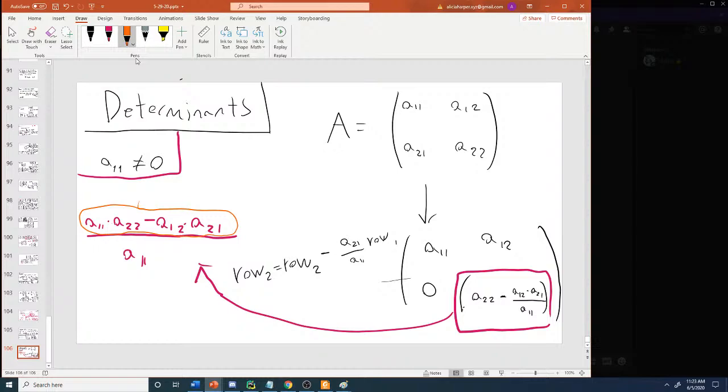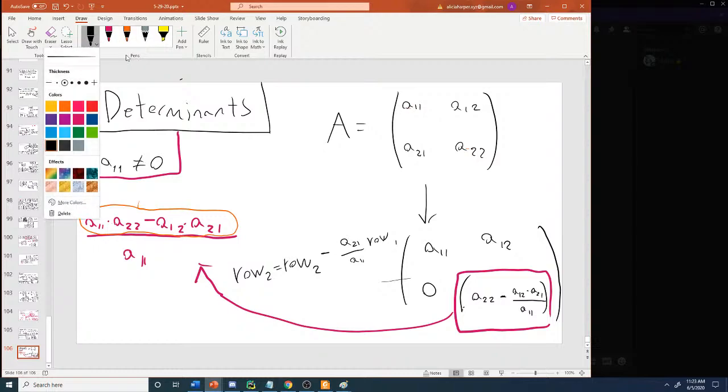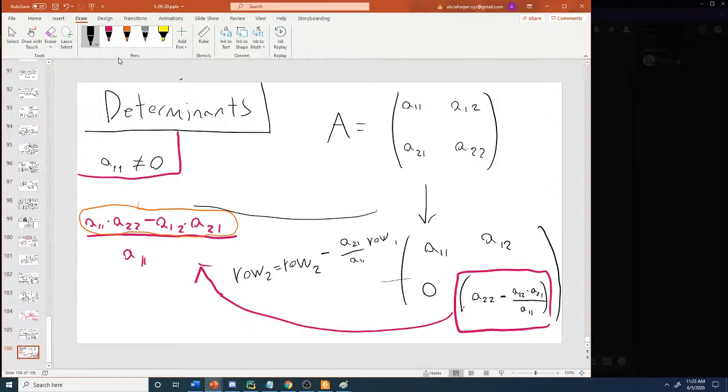But if you haven't, this right here is the 2 by 2 determinant. It's what you get when you multiply this entry by this entry and subtract the product of these two entries. And it's naturally showing up when we do the row reduction process. And in fact, there's a very, very simple observation we can glean from this calculation.